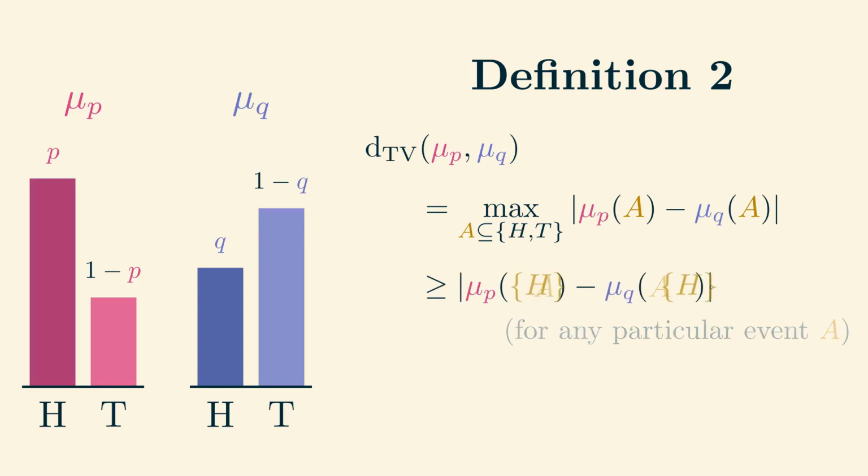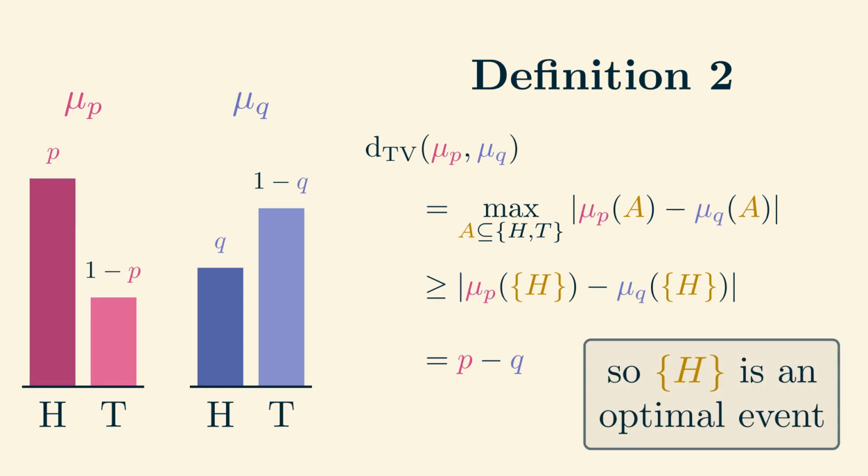Let's use the event that the coin comes up heads. Under mu p, this event has probability p, and under mu q, it has probability q. So the second definition tells us that the distance is at least p minus q. Of course, we know that it's equal to p minus q from the previous calculation, and so we know that the event we considered is optimal.